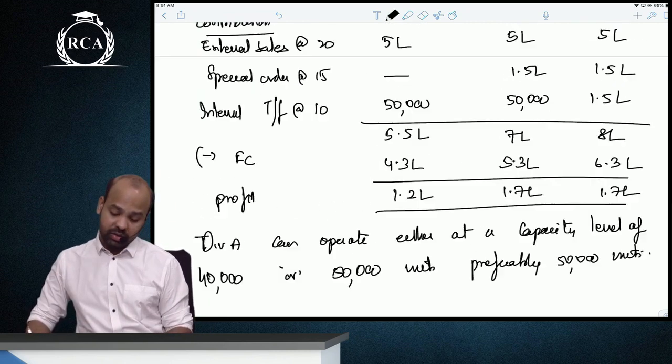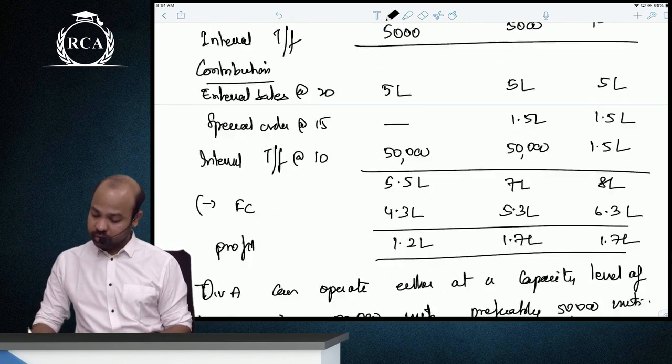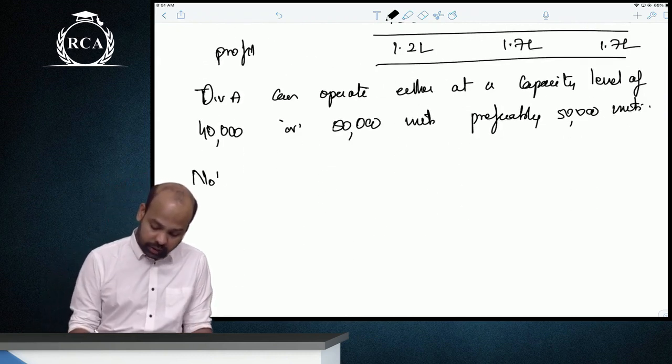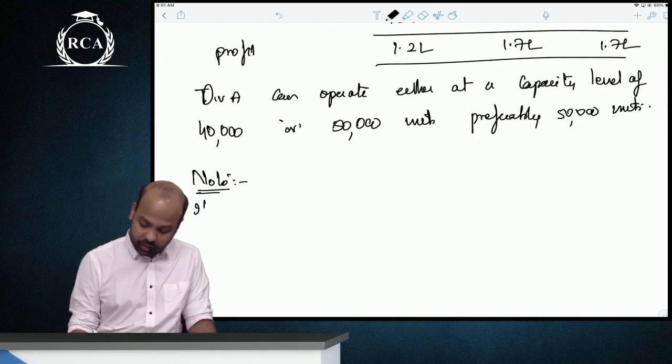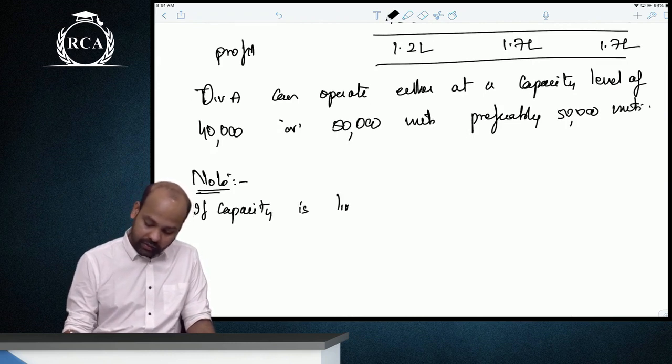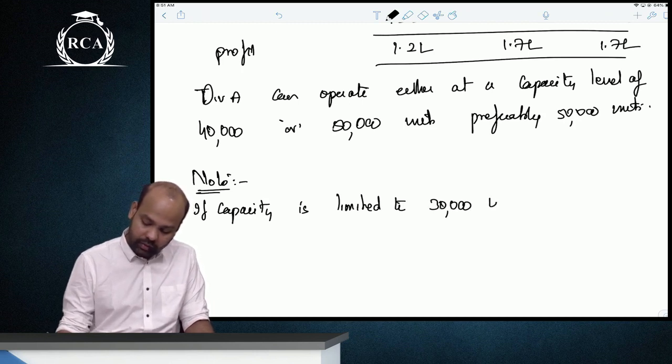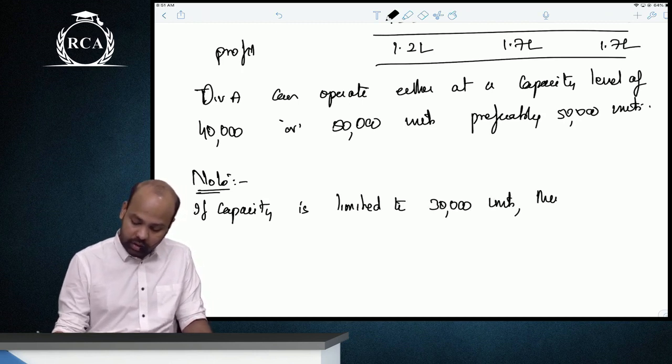Preferably 50,000 units. Understood, sir? All of us understood this, sir? One more thing, beta, note: if capacity is limited to 30,000 units, there is another alternative.